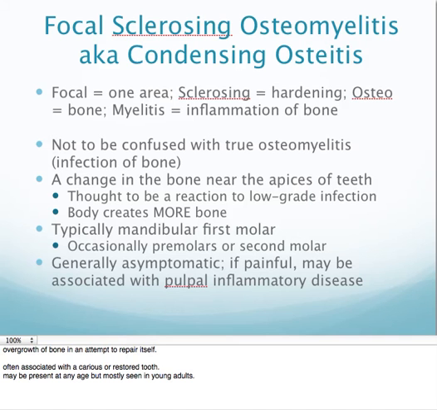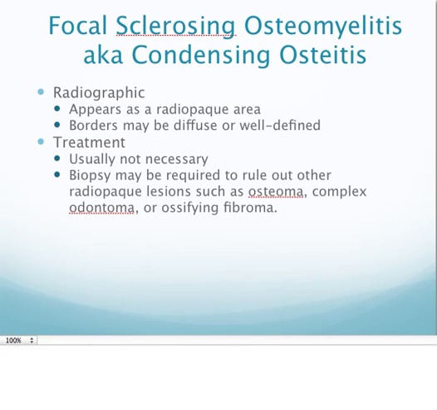It's often associated with a carious or restored tooth, and it can be seen at any age, but commonly seen in young adults. So on the x-rays, it'll look like a radiopaque area because remember it's a hardening overgrowth of bone, so it's going to be thicker and show up more as a white area on the radiograph. And it can be diffuse borders or well defined.